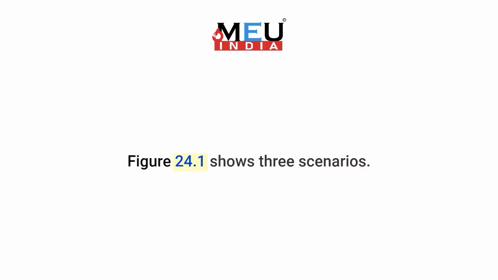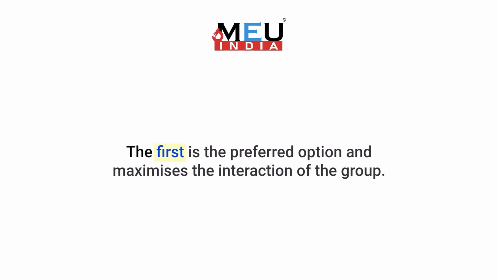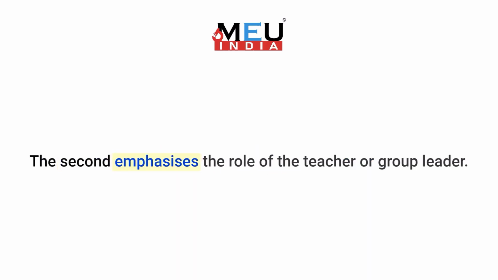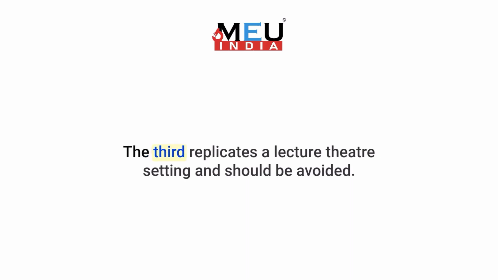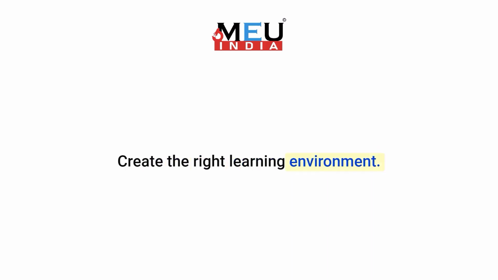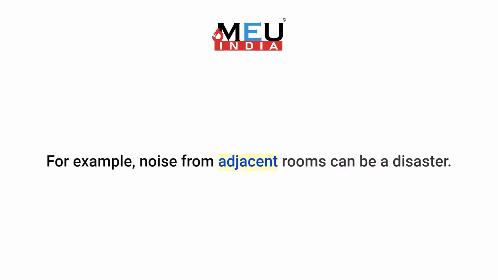Figure 24.1 shows three scenarios. The first is the preferred option and maximizes the interaction of the group. The second emphasizes the role of the teacher or group leader. The third replicates a lecture theater setting and should be avoided. Create the right learning environment. For example, noise from adjacent rooms can be a disaster.